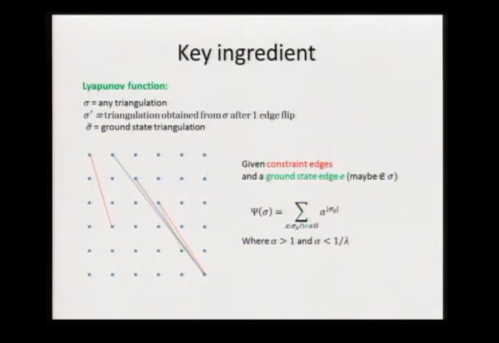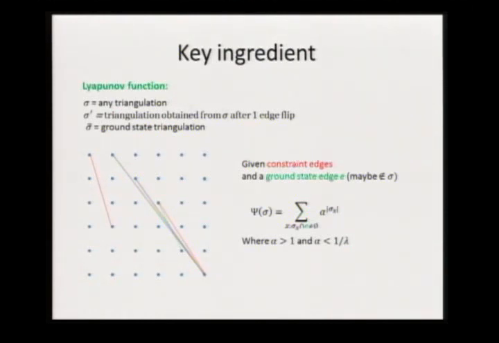So if you have long edges crossing this edge, the Lyapunov function is large. If you have small edges crossing it, the Lyapunov function is small. And the smallest you can get is if the green edge is actually present in your triangulation sigma, because if the green edge is there, no other edge will cross the green edge, just the green edge itself. So the smallest you could get is alpha to the size of the ground state of that edge. Okay? So that's a Lyapunov function.